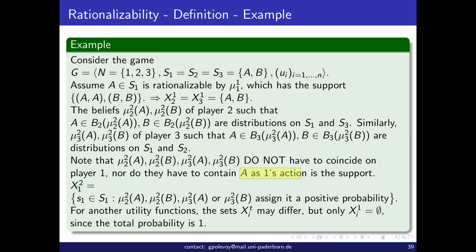And now X2 of 1 is exactly those strategies of player 1 which I assign positive probability by those distributions on the other players. So the distribution of player 2, which justifies the strategy A of player 2, the distribution which justifies the strategy B of player 2, the distribution which justifies strategy A of player 3, and the distribution which justifies strategy B of player 3. So all the strategies which do appear in X1 of 2 and X1 of 3, which are A and B, they need to be justified, and the probability distributions of the beliefs which justify them have their supports in X2 of 1.